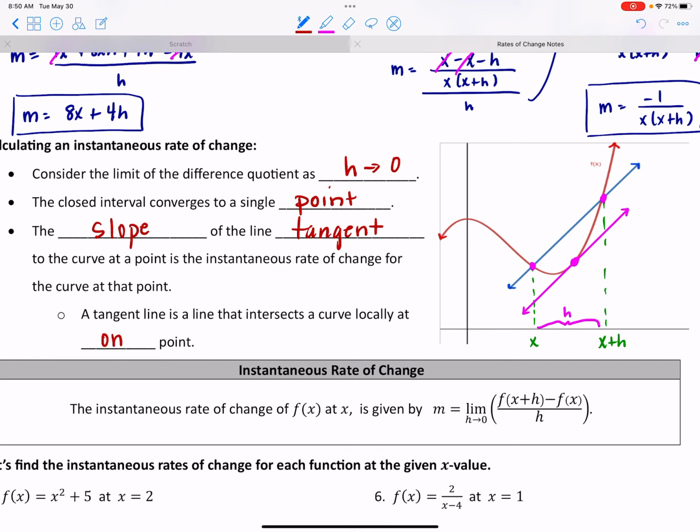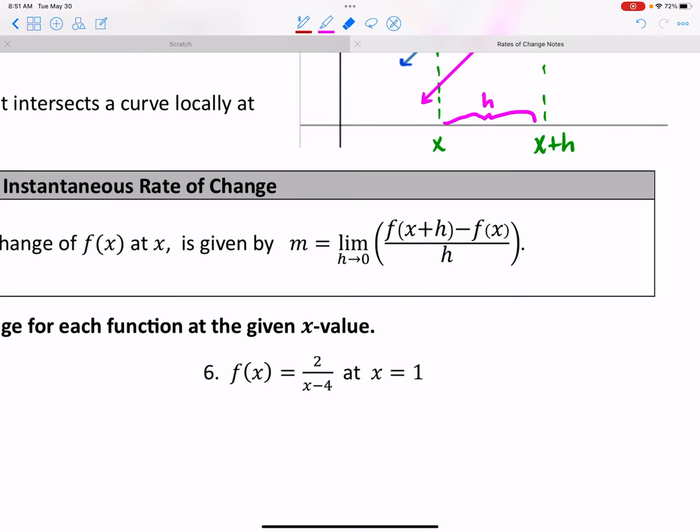locally at one point. And again, I use this word locally because we just want to look in this neighborhood. It's possible that somewhere farther out the tangent line intersects the curve again, but we're not concerned with that. We're just concerned with this neighborhood, this local area. Okay, so that's what I mean to say there. And so here we have it. A definition now for an instantaneous rate of change.